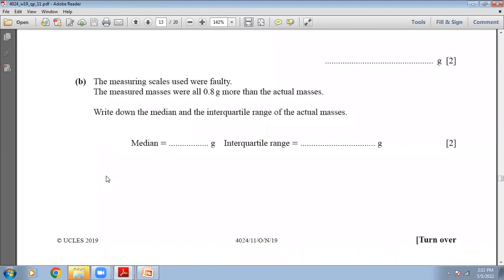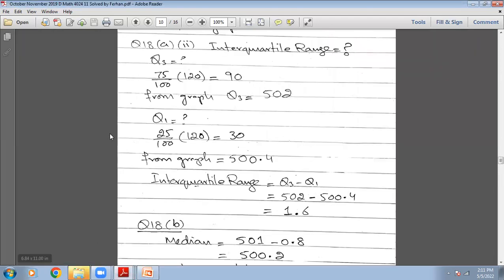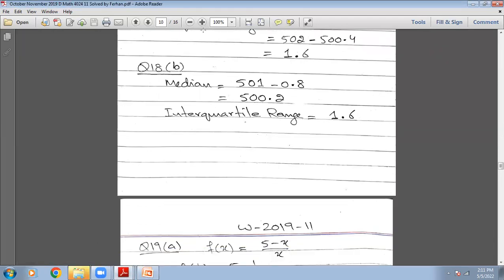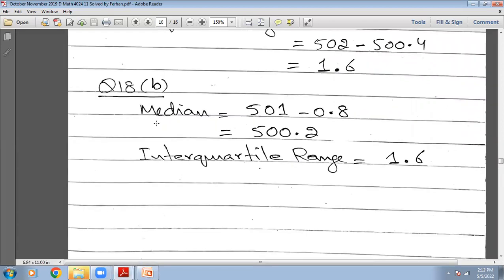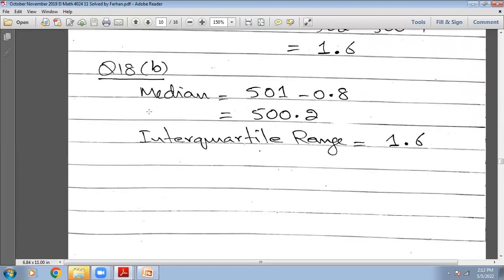It says the measuring scale used was faulty. The measured masses were all 0.8 gram more than the actual masses. Write down the median and interquartile range of the actual masses. So the median will be 0.8 less. The median was 501, so from there reduce 0.8 and you will get 500.2. That will be the correct value.